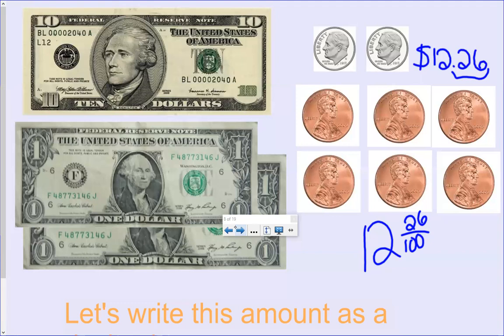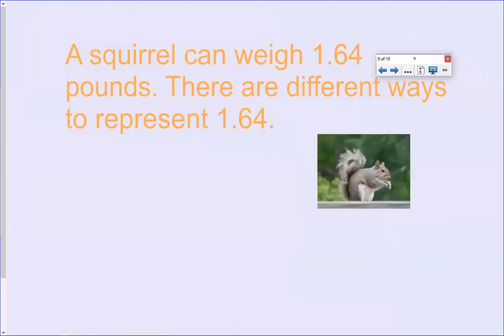All right, take somebody to read. Yes, please. Because guys, when we're looking at decimals, we're not only looking at money. Brittany, go ahead. A squirrel can weigh 1 and 6400 pounds. There are different ways to represent 1 and 6400. I'm so glad he read that correctly and didn't just say 1.64.